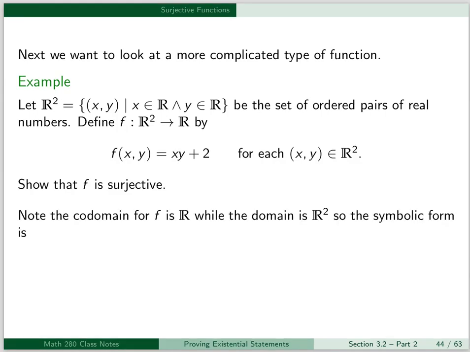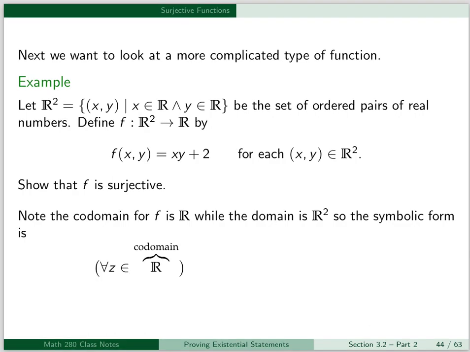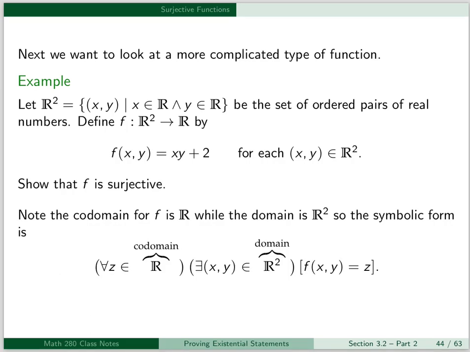Now note that the codomain for f is R, while the domain is R squared, so the symbolic form to show that f is surjective is going to be for all z in R, there exists an ordered pair xy in R squared, such that f of xy equals z. Now we need to choose a different letter for the variable in our codomain. We can't use x or y since they're already taken, so we can pick any letter we like, and in this case I've chosen z.